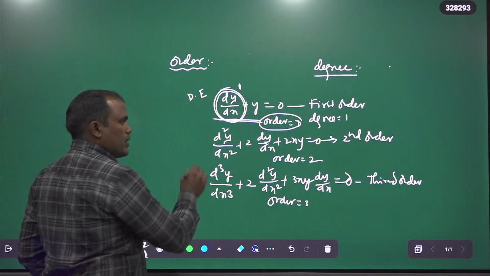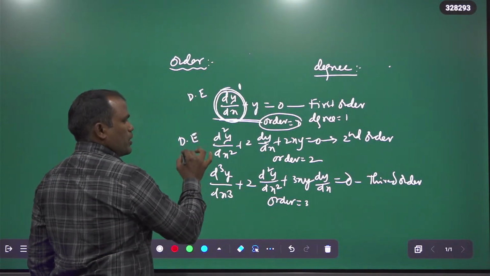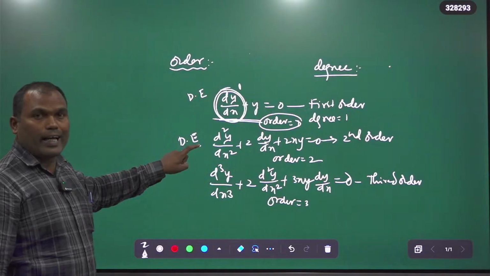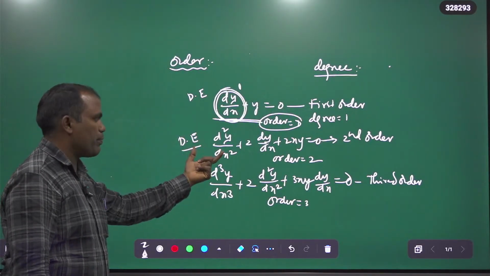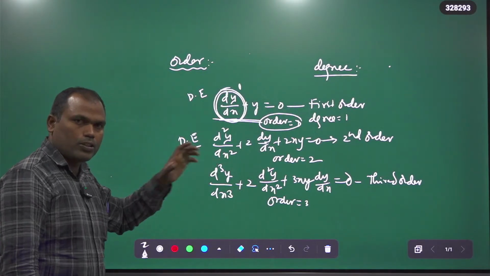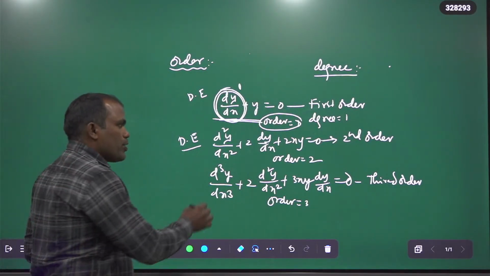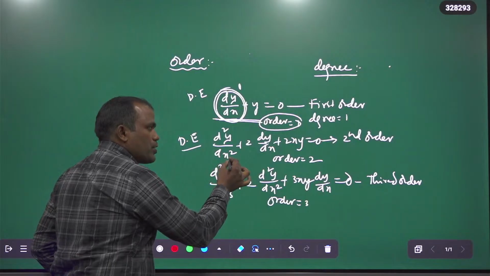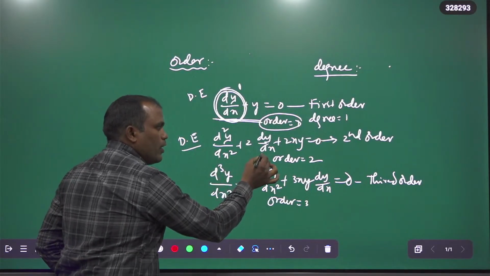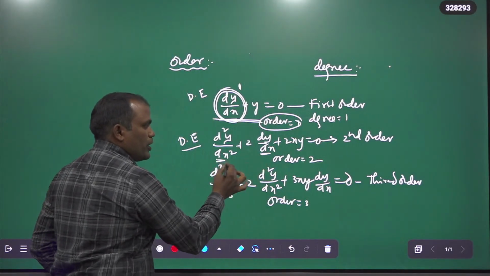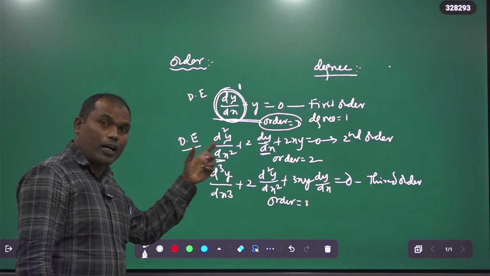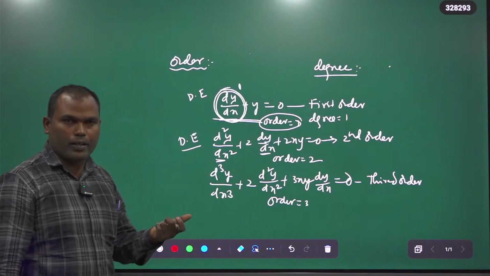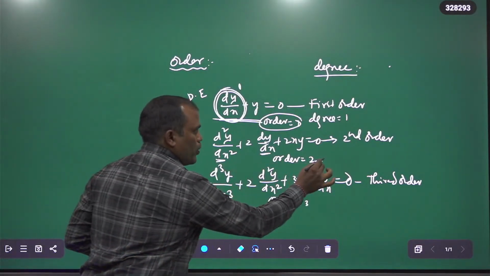Now in this case a differential equation is given. Find order and degree of this differential equation. Just we should observe here. First, order means the highest derivative. In this case this is first order, and this is second order. Listen carefully. So the highest derivative is nothing but order. So here order is 2.